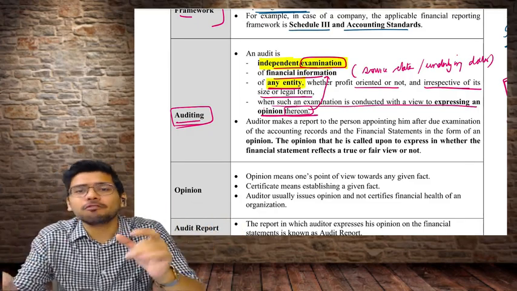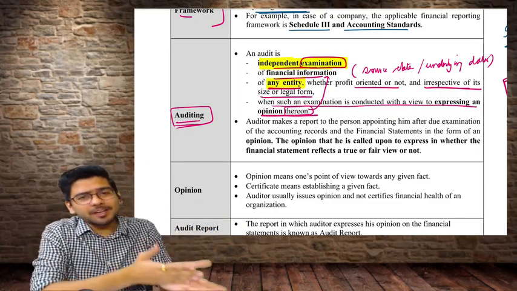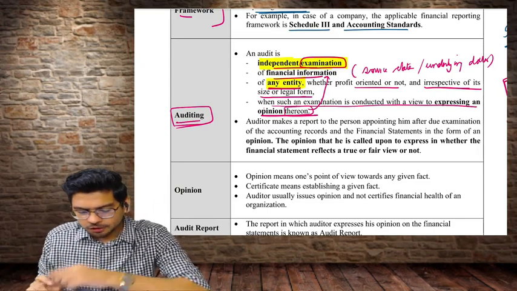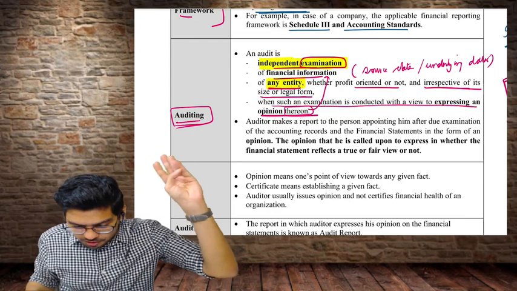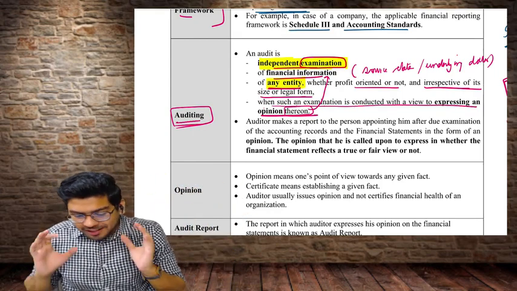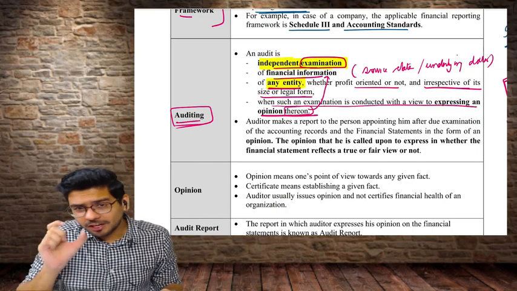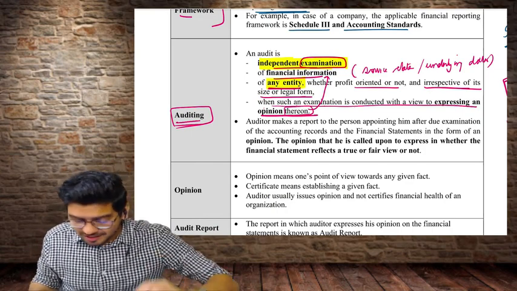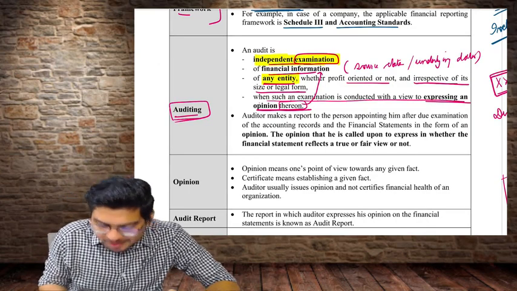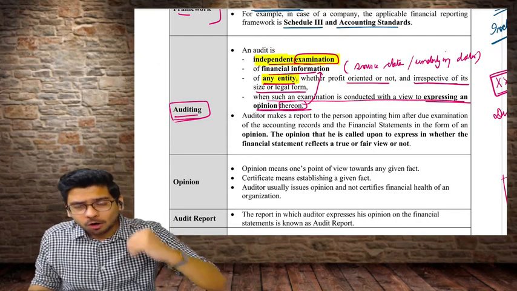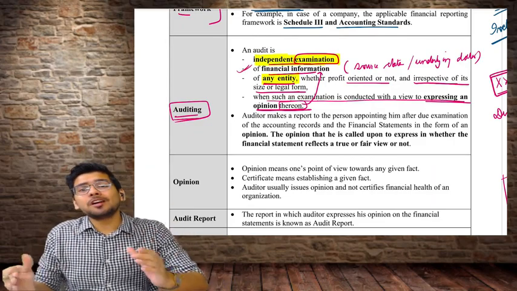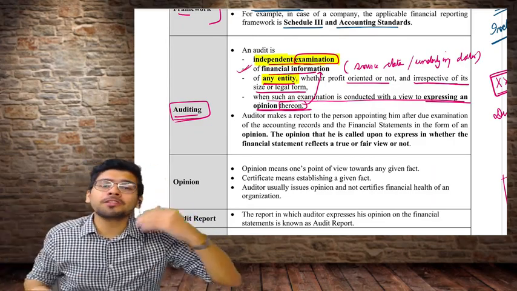Or legal form. Legal form I've already discussed. It can be an LLP, it can be a partnership firm, it can be a company, it can be a trust. So three words: independent examination of financial information of any entity. Now, this is a very important line here: when such an examination is conducted with a view to express an opinion thereon, this auditing examination of financial information is done ultimately to express an opinion on the financial statements.